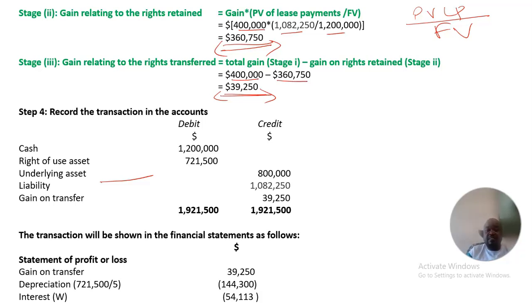39,250. Okay, now step number 4, we then have to record the transactions in the accounts. Remember, an asset was sold for cash that was 1.2 million. So we are going to debit cash. We are also going to debit the right of use asset.